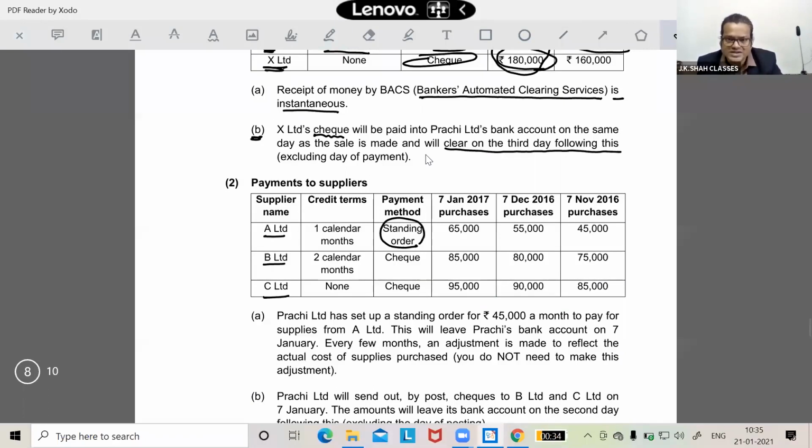Prachi Limited has set up a standing order of 45,000 a month to pay for supplies of A Limited. Okay. This will leave Prachi's bank account on 7th January. Understood? Every few months, an adjustment is made to reflect the actual cost of supplies purchased. You do not need to make this adjustment. Did you understand anything given over here? Did you understand the setting between A Limited and Prachi Limited, or you did not understand?